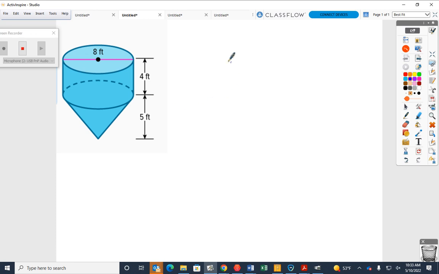So what we're going to do is write each formula, because we have a cylinder and we have a cone. What's the formula for volume of a cylinder? Pi r squared times height. And what about a cone? Pi r squared times height divided by 3. Good.